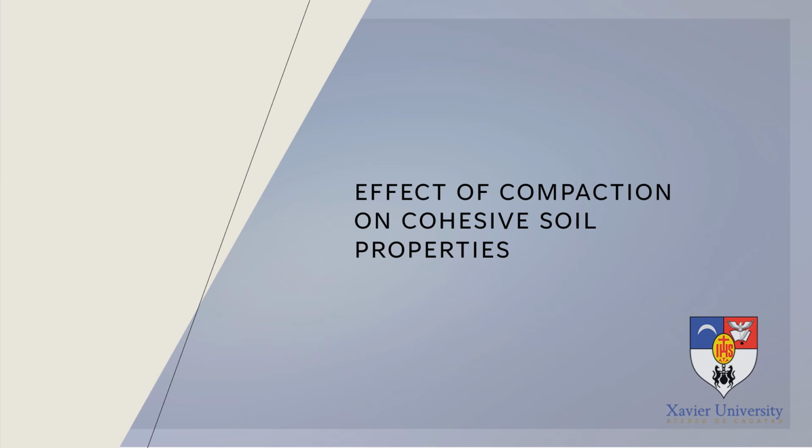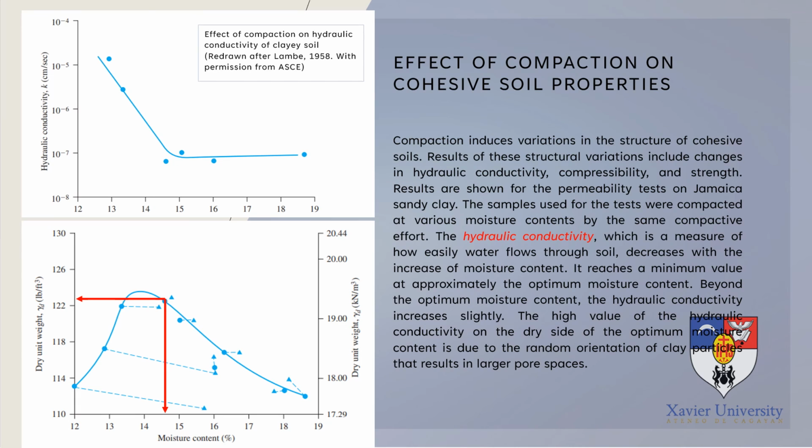And now let us talk about the effect of compaction on cohesive soil properties. Compaction induces variations in the structure of cohesive soils. Results of these structural variations include changes in hydraulic conductivity, compressibility, and strength, although these properties of our soil will be discussed later on in the succeeding chapters or succeeding modules. Results are shown in the permeability test on Jamaica sandy clay. This graph here is actually a test result of the permeability test conducted on a Jamaica sandy soil.